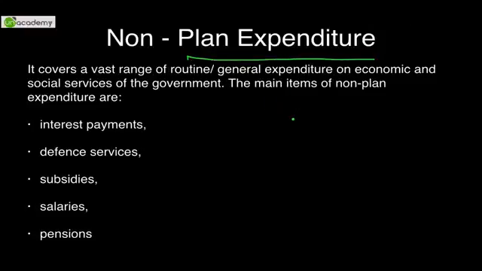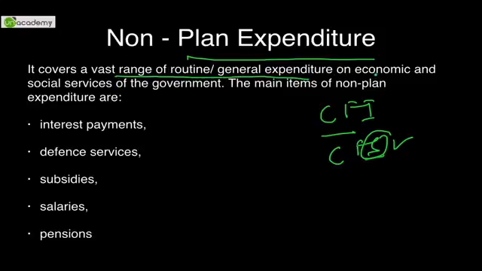By the way, please remember, pension of High Court judges and Supreme Court judges comes from the Consolidated Fund of India, whereas salaries of Supreme Court judges come from CFI, salaries of High Court judges come from CFS, important from a polity point of view. It covers a vast range of routine or general expenditure on economic and social services of the government. Main items of non-plan expenditure, again, something that has not been planned, something that has to be there. जो होना ही है, no choice.